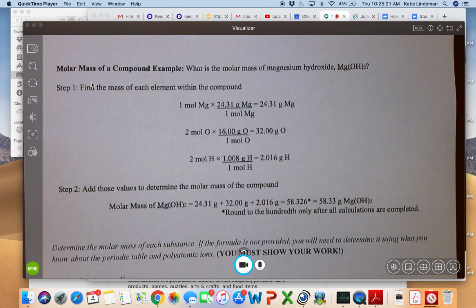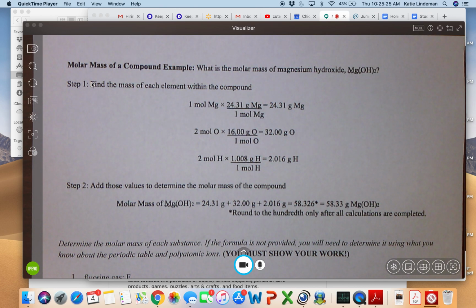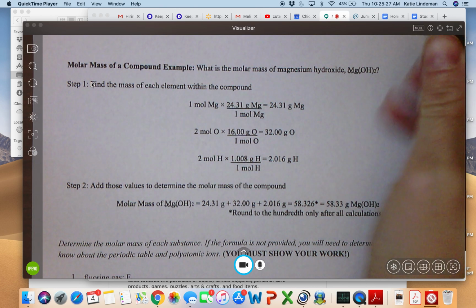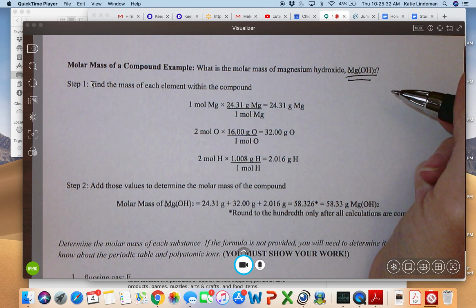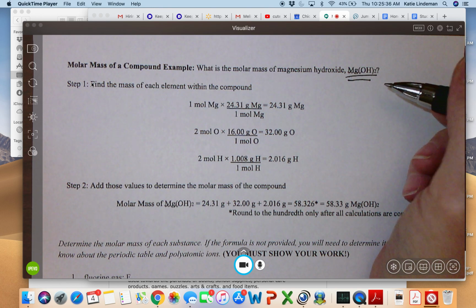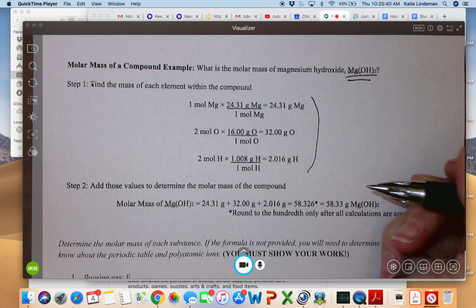through how to calculate molar mass. So in order to calculate molar mass, you need the compound, like the actual formula for the compound, and you also need a periodic table so you can get the individual weights of each individual atom, okay? So this is the way that we always set things up in class.